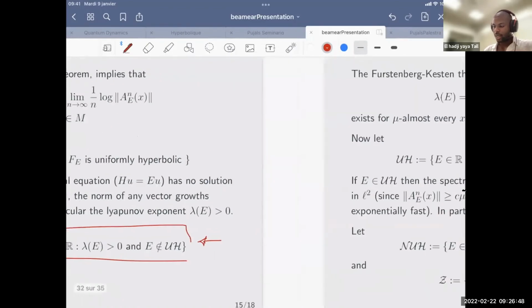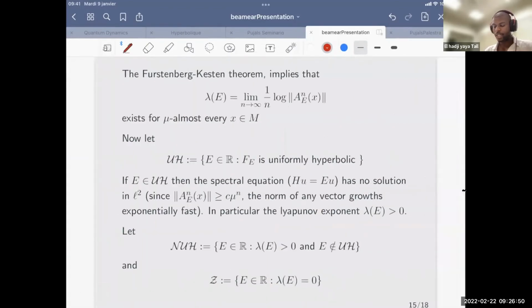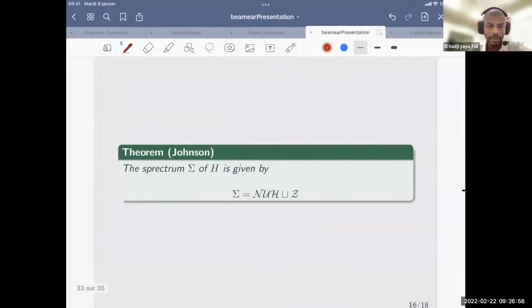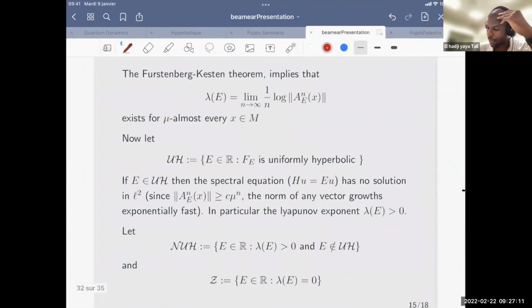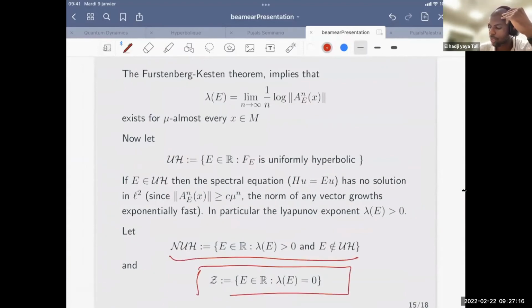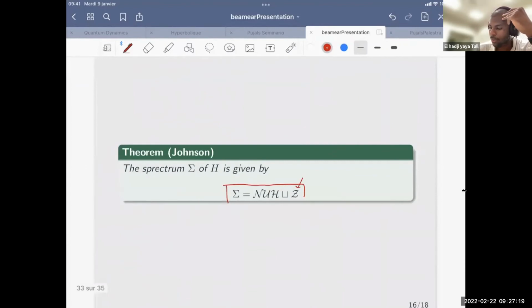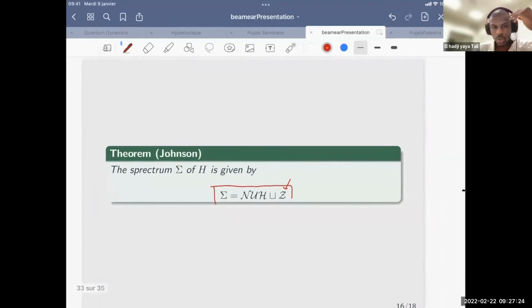We also have a third set, given by the set of energies for which the Lyapunov exponent is 0. And finally, the theorem is the following, the Johnson theorem. The spectrum of this operator is equal to the non-uniformly hyperbolic set union the set of energies for which the Lyapunov exponent is 0. The union of these two gives you the spectrum. So this is the end of the talk.